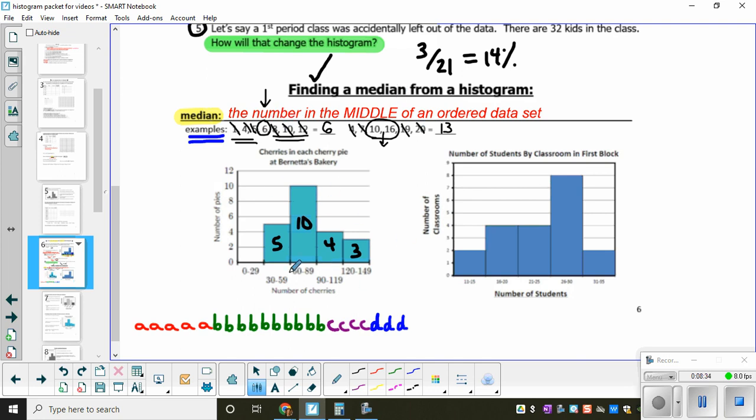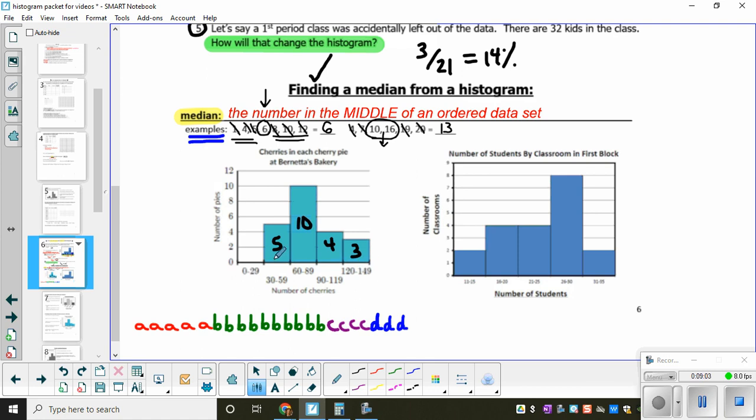So when we have the data organized into a histogram like this, we actually can figure out where the median is going to lie. Here we have a histogram that shows the number of cherries that are in each pie at a bake shop. For example, none of the pies have between 0 and 29 cherries. All of the pies have at least 30 cherries, okay? Some of the pies have a ton of cherries in them, all right?